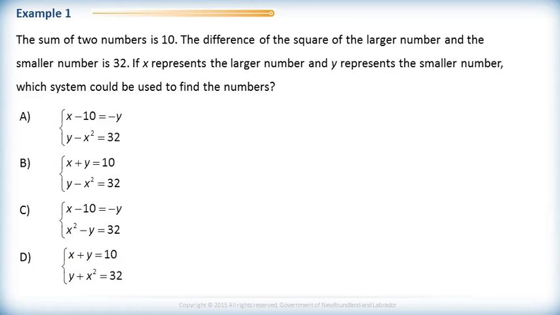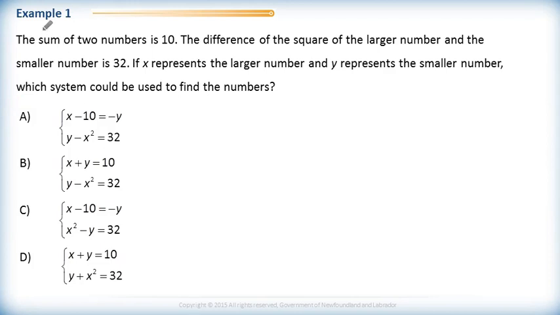Example 1. The sum of two numbers is 10. The difference of the square of the larger number and the smaller number is 32. If x represents the larger number, that's an important point, and y represents the smaller number, another important point, which system could be used to find the numbers? Let's pick things apart here a little bit.